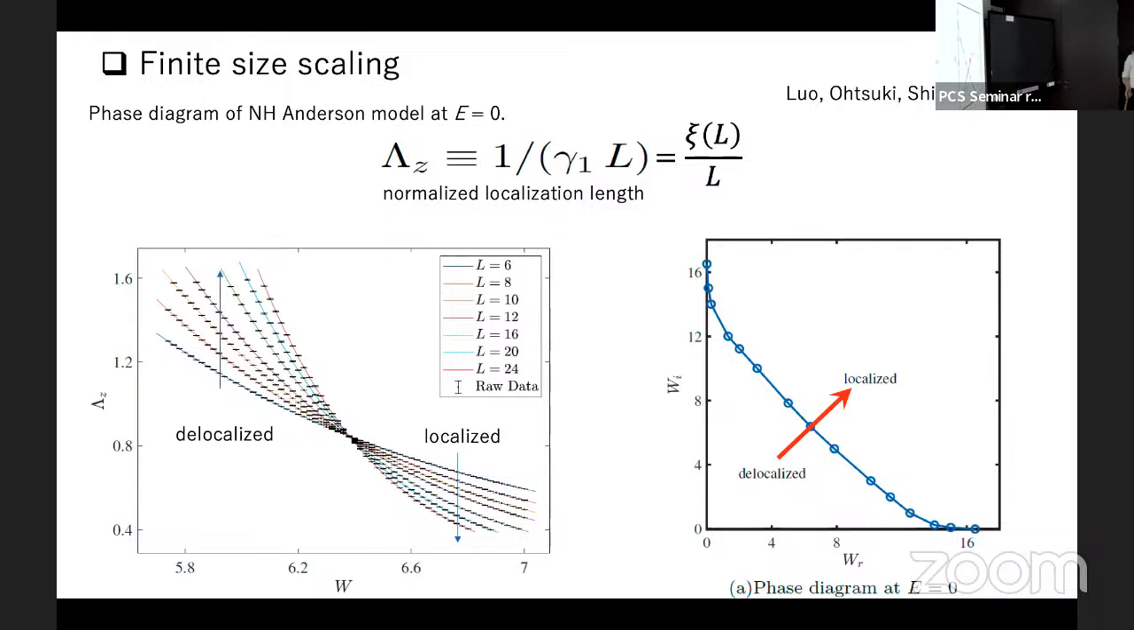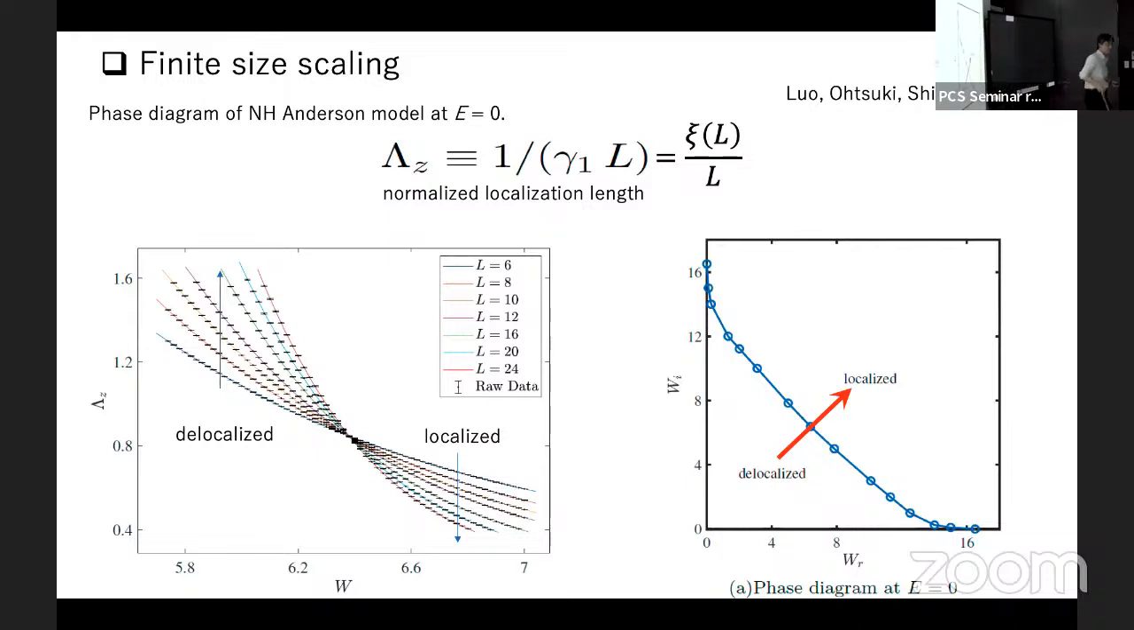Now, these circles are the numerical data. It's not like this, but rather like this. One might guess that the square root of WR squared plus WI squared will determine the strength of the random potential. But that is not the case. The phase diagram is not like this, but goes like this.